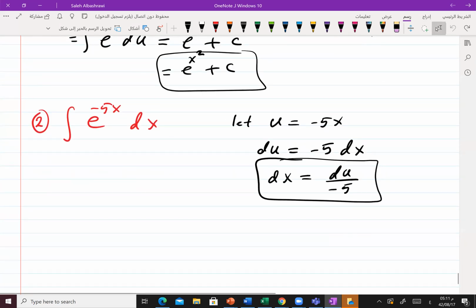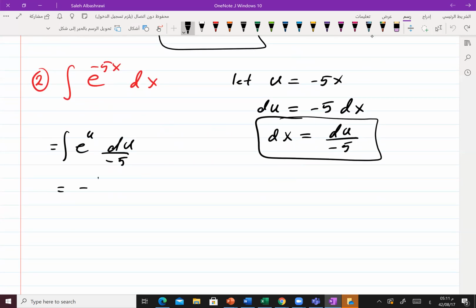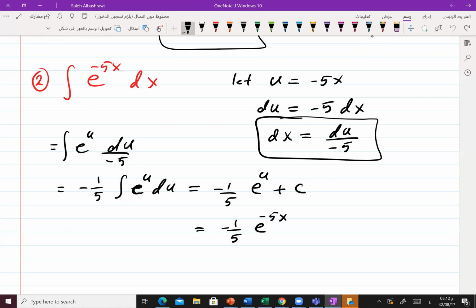So the integration now will be e^u, and dx is du divided by minus 5, which is equal to, I will take the minus 1 over 5 outside, e^u du. And this will give me minus 1 over 5 e^u plus the constant c, or it is minus 1 over 5 e^(-5x) plus the constant c.